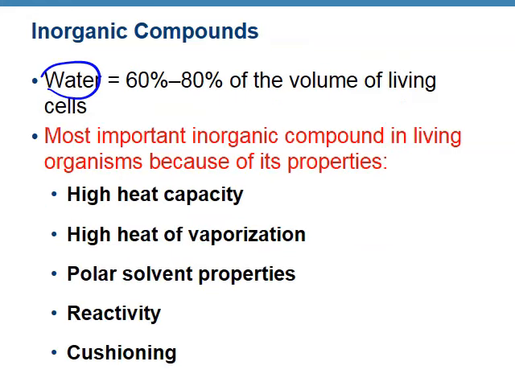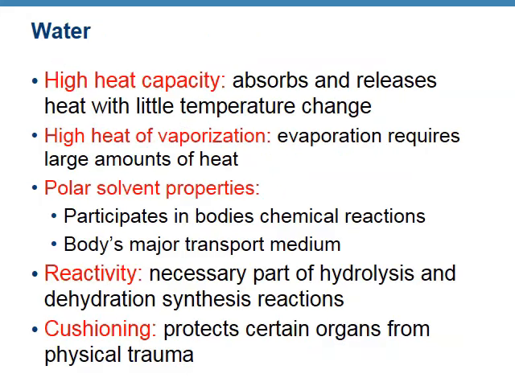First topic we have here is water, and realize that water makes up the majority of a cell. It is the most important inorganic compound because of these 5 properties. So with a little bit more explanation, we can look at high heat capacity. High heat capacity basically is saying absorbs and releases heat with little temperature difference.